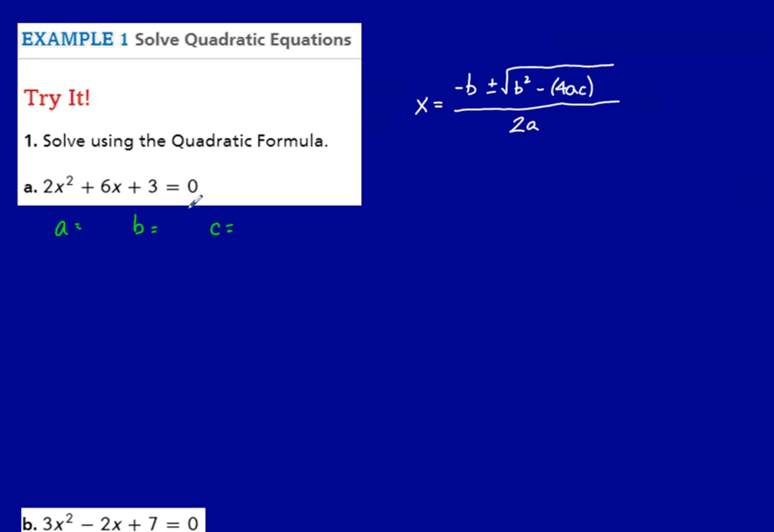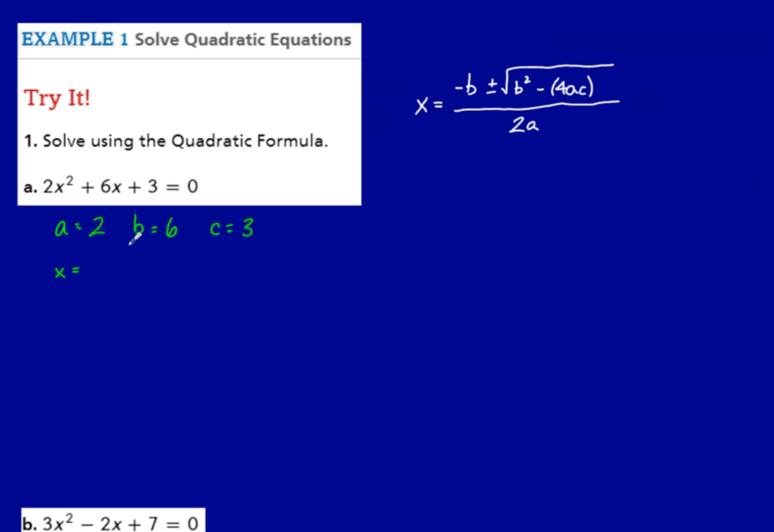So let's do that for example 1 here. A is 2, b is positive 6, and c is positive 3. So if I plug this in, now another key I should have mentioned is you have to be equal to 0. The quadratic formula, you have to start in standard form equal to 0. So if I plug this in, it'll be x equals. That's what we're solving for. It solves for the x. This is like where it crosses the x-axis. This is your solution. These are your x-intercepts.